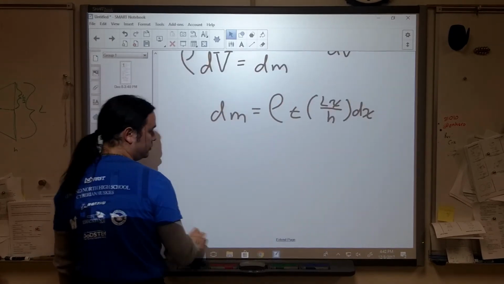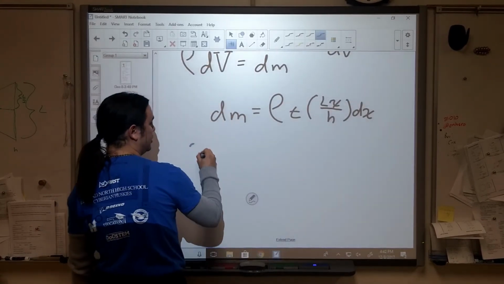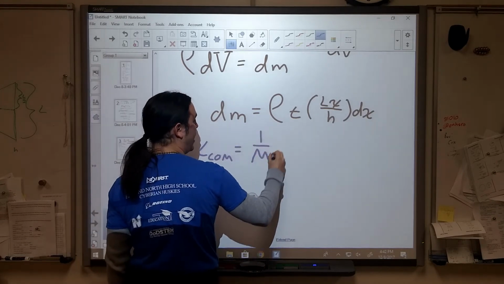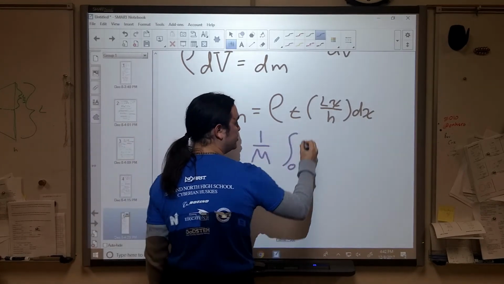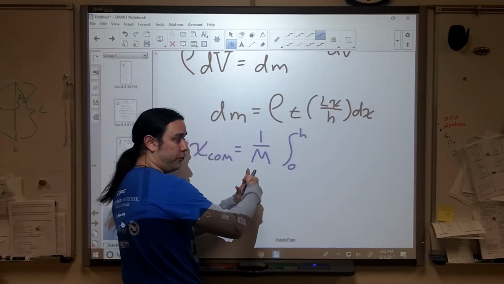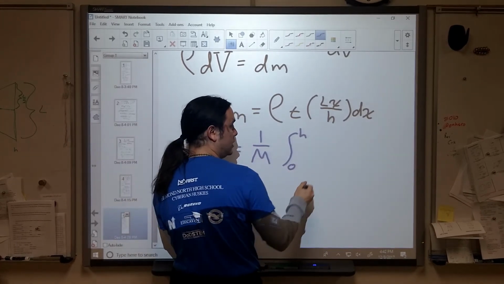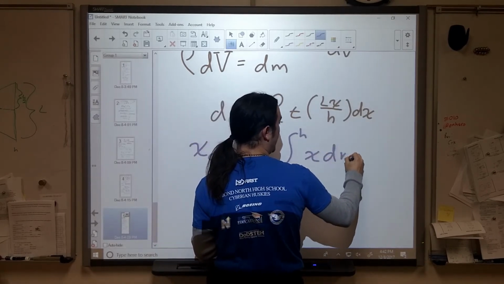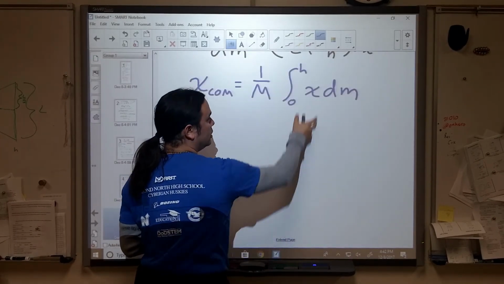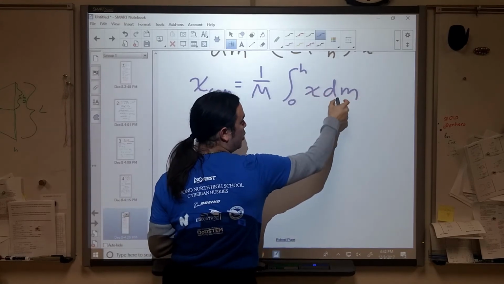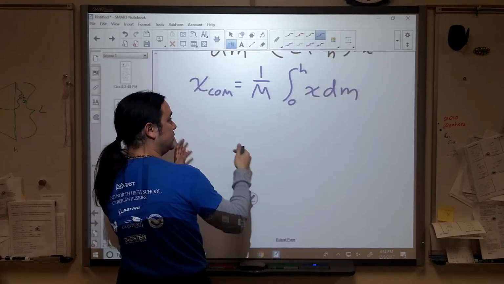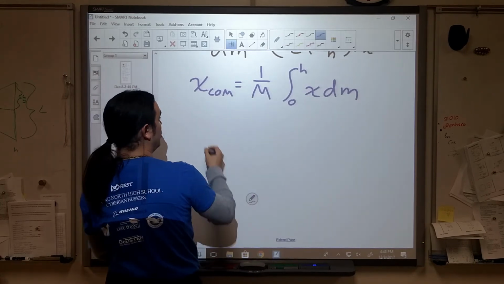Why is this useful? Because the center of mass will be at 1 over m times the integral from 0 to h, the full length that we're going to integrate, of x dm, our position of that infinitely small piece of mass times whatever that infinitely small piece of mass is, the little piece of bread that we're looking at.